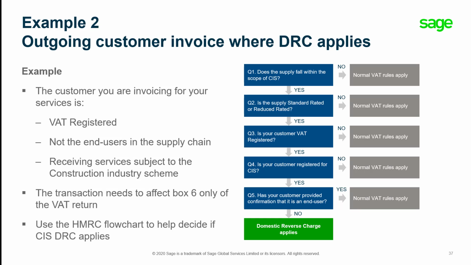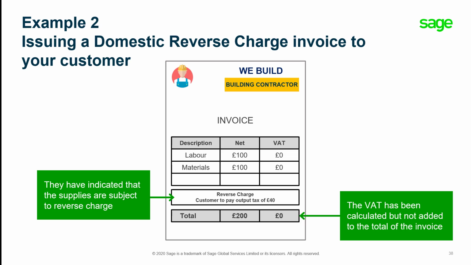Has your customer provided confirmation that it is an end user? So our customer is not the end user in this case. Again, if they are the end user and you've received written confirmation, the invoice would be processed as normal under the normal VAT rules. So again, we have determined that in this case, domestic reverse charge does apply to this transaction, and this transaction needs to affect box 6 only on your VAT return.